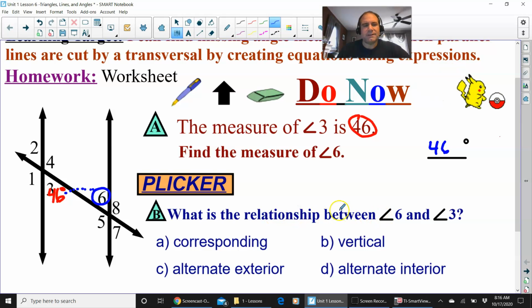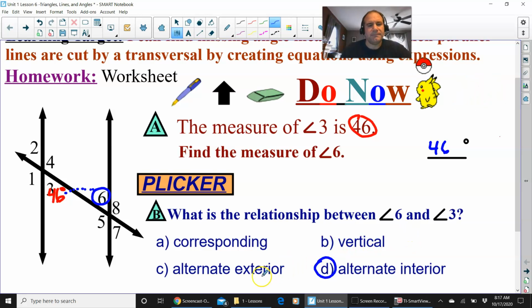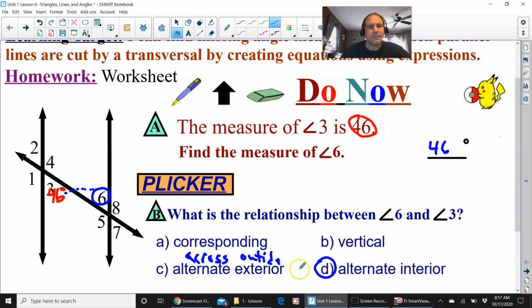So the relationship between 6 and 3, these are the parallel lines right here. Inside the parallel lines is called interior and across from. So alternate interior angles, angle 6 and 3. Alternate exterior would be a pair like 1 and 8 or 2 and 7. Alternate exterior means outside and across. All right, so that's outside and across.